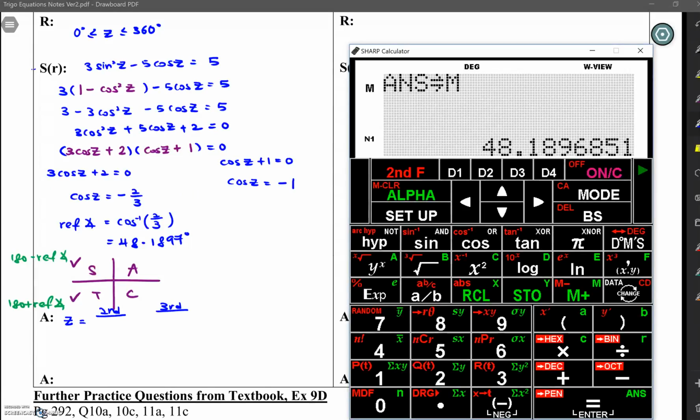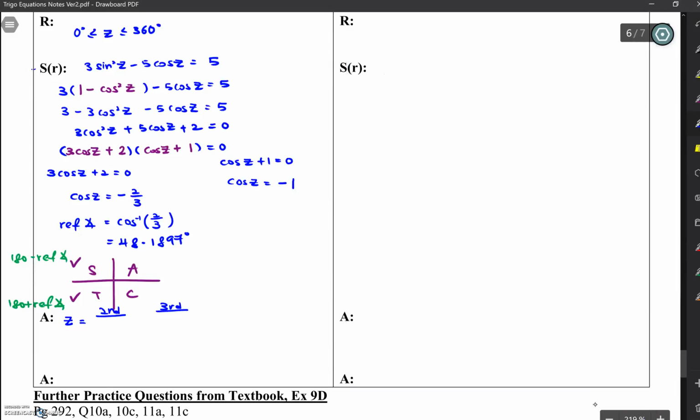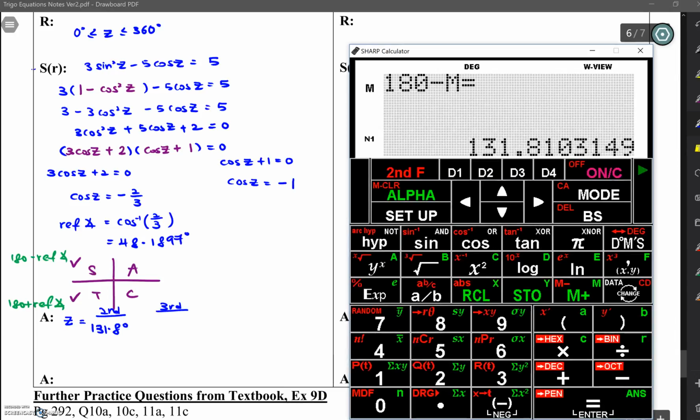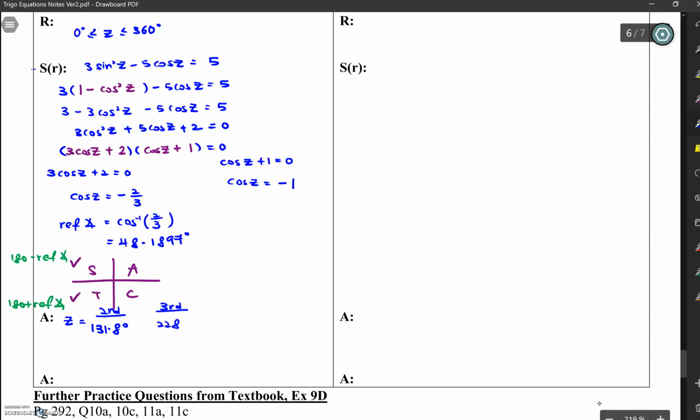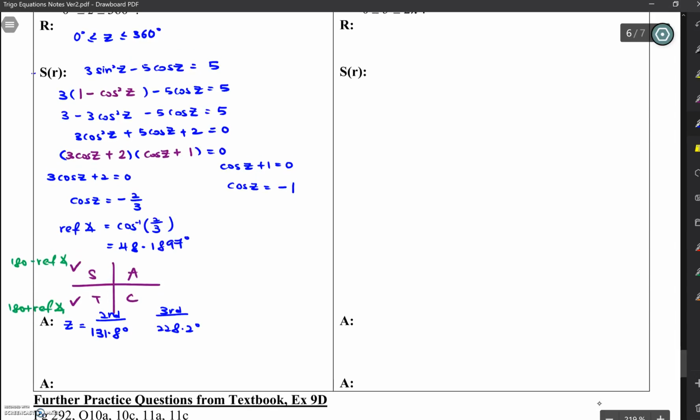Okay, so my answer is in the second quadrant. So I'll take 180 minus recall memory. And I'll just leave it as 131.8 degrees. For my second answer, it will be 180 plus my memory, right? For being a bit lazy, I'll just change this to plus. So here I'll get 228.2 degrees. Okay, so that will be my first part. Is that all? Don't forget, I have another part here.